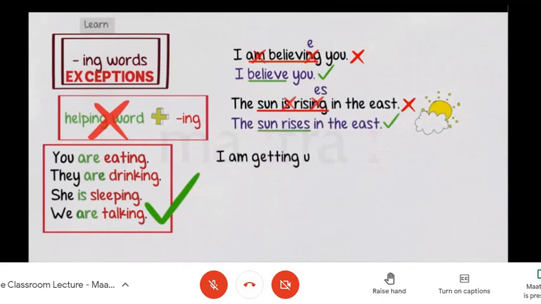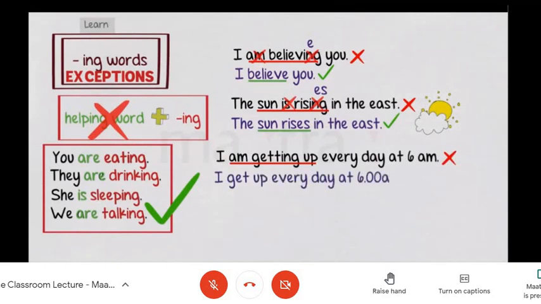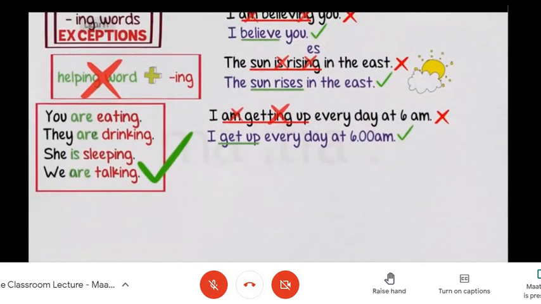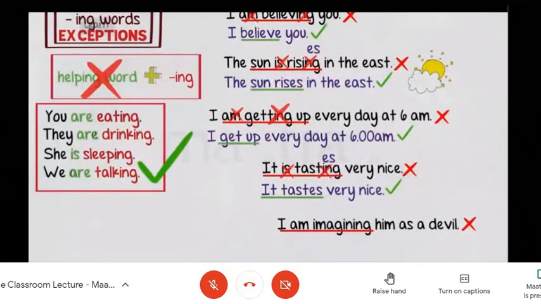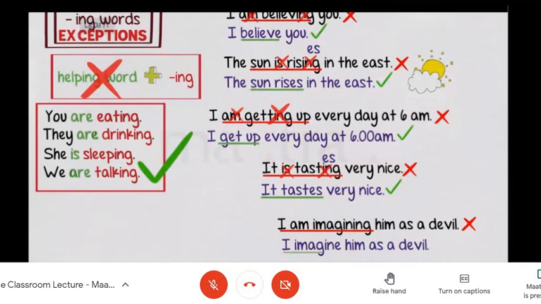I am getting up every day at 6 a.m. I get up every day at 6 a.m. It is tasting very nice. It tastes very nice. I am imagining him as a devil. I imagine him as a devil.